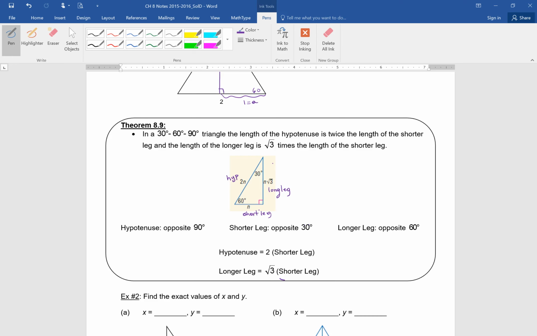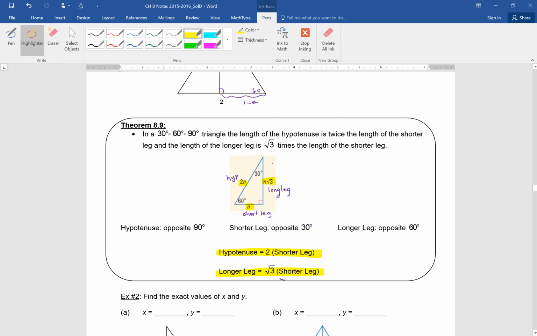And remember, smaller angle always gets the smaller side. So 30 degrees gets the smallest side, 60 gets the medium side, and the 90 gets the hypotenuse, which is the longest side. Okay? Now what about their measures? The hypotenuse is always twice the shorter leg, and the longer leg is always root 3 times the shorter leg. All right? The way we say this in short is if the short leg is n, then the next one is n root 3 and 2 times n.